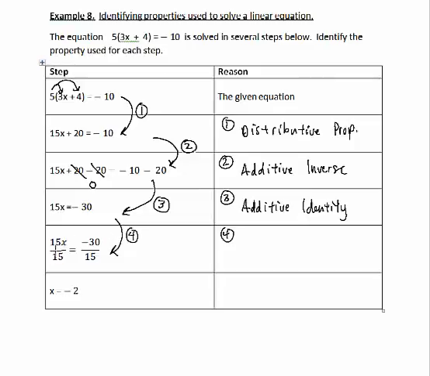Step 4, we could look at, here we have a 15 beside the x. Dividing it by 15 is the equivalent of writing 1 over 15 times 15, which is probably more easily recognized as the multiplication property, or the multiplicative inverse property. So 4 is multiplicative inverse.